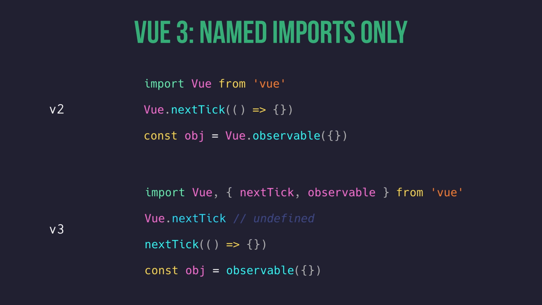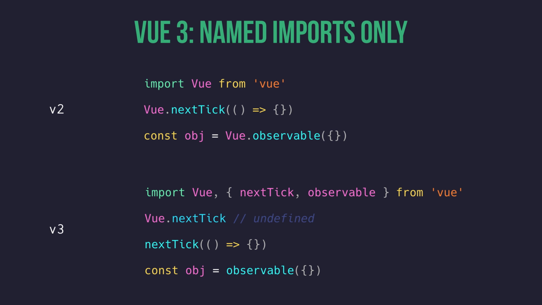So what does this mean? It means in Vue 3, we have to use our named imports only. If we look at Vue 2, we import Vue from Vue, and then we can do whatever we want on the global API level, right? We can say Vue.nextTick, we can say Vue.observable, and those work. In Vue 3, we have to be very specific about what we're importing into our application. If we try to import just Vue and call nextTick on it, that is not going to work. You have to import nextTick and observable from Vue, and then you can go ahead and use those.